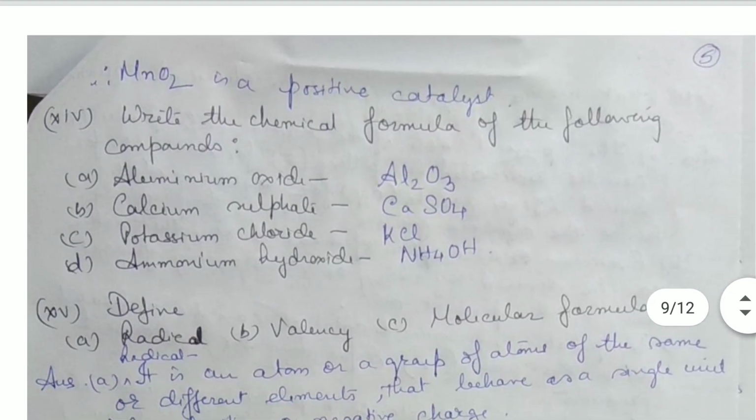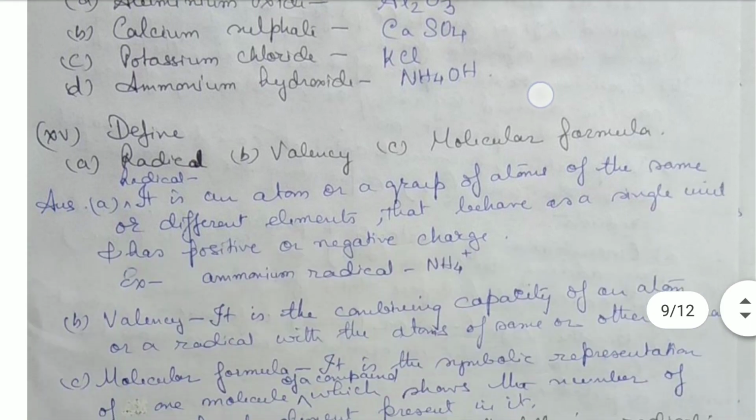Now, write the chemical formula of the following compounds. Aluminium oxide, Al2O3. Calcium sulfate, CaSO4. Potassium chloride, KCl. Ammonium hydroxide, NH4OH. Now define radical, valency and molecular formula.